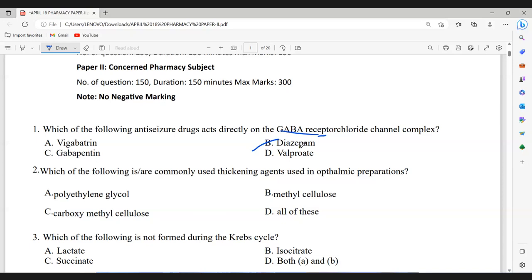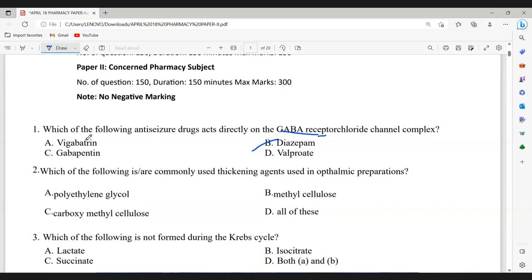Then valproate, it doesn't directly interact with postsynaptic GABA receptors, but it increases the concentration of GABA. It interacts indirectly and increases the concentration of GABA, by inhibiting its metabolism and increasing its synthesis.